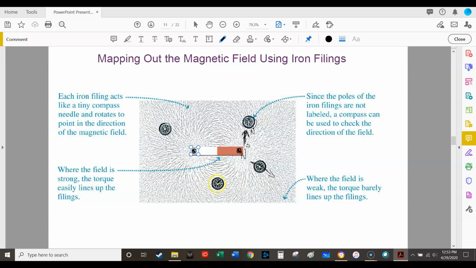The compass needle, weirdly enough, over here would be pointed to the left, right? Notice that the magnetic field lines look like they're going out of the north and into the south, right? So right here at this area, a compass needle is just going to be pointing to the left. And if you put a compass right here, it should be pointing right towards the south end of the magnet. Okay?